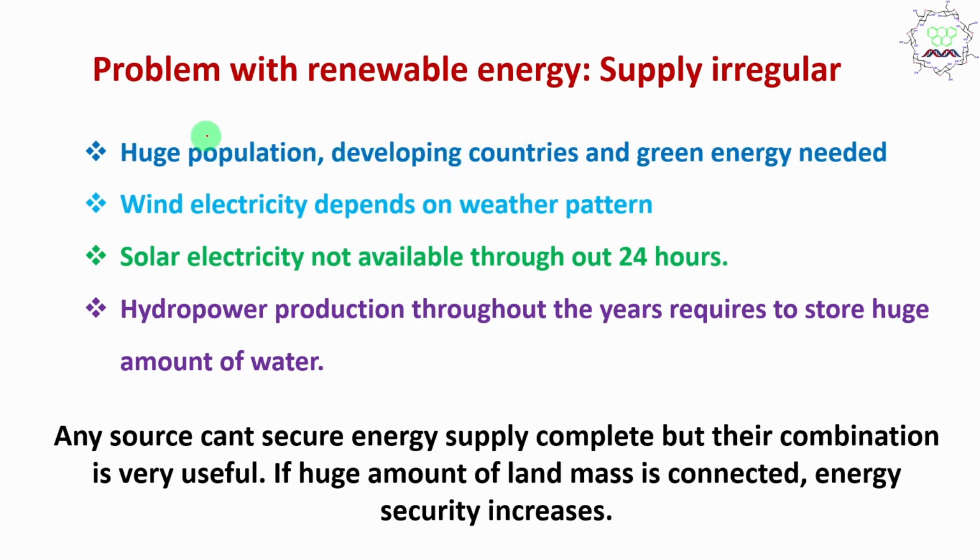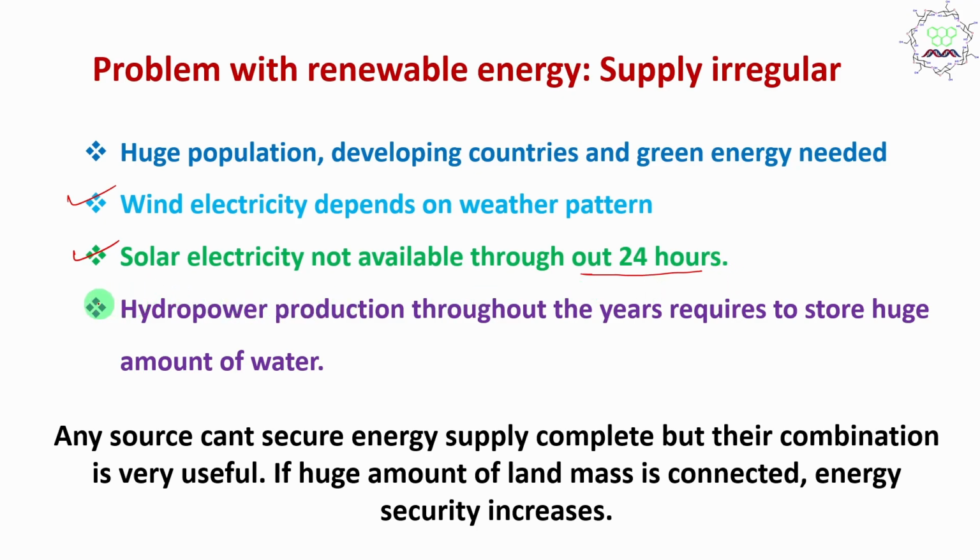Now if you look at Southeast Asia, it has a huge population and developing economies, and in order to counter global warming and climate change, green energy is needed. So we need to prepare green energy. Now how can we prepare? There are many sources. For example, wind energy. We can utilize wind electricity, but it is dependent on weather patterns. It's not regular. If you look at solar, it is available only for 12 hours, not 24 hours. So you cannot depend on it completely.